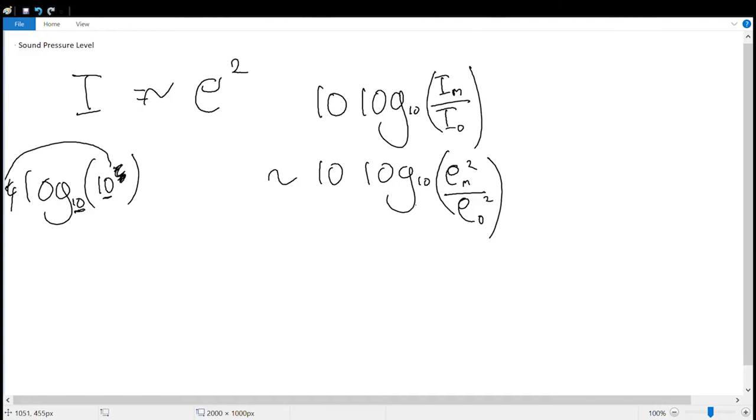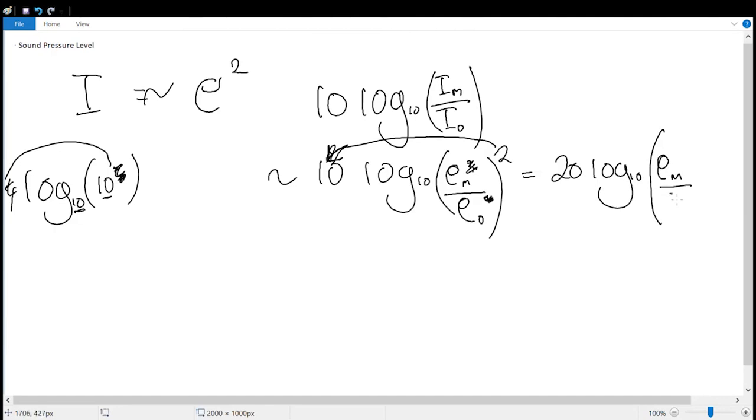So you can do the same thing here by bringing these squared terms outside of the bracket and then moving it over here, so that the equation then looks like this: 20 log base 10 of the pressure that you're measuring over the reference sound pressure level. So this is the formula for sound pressure level.